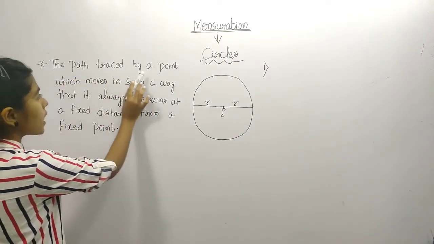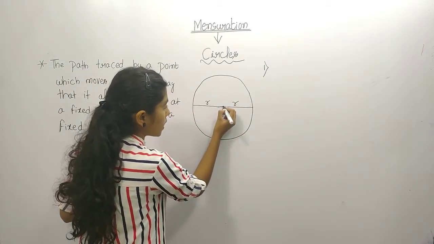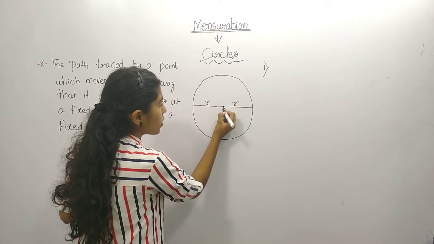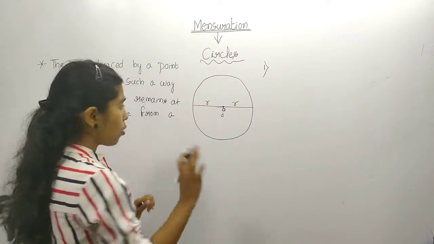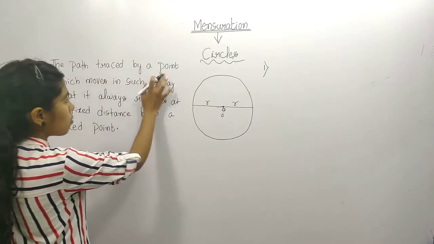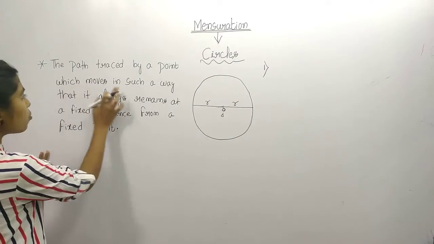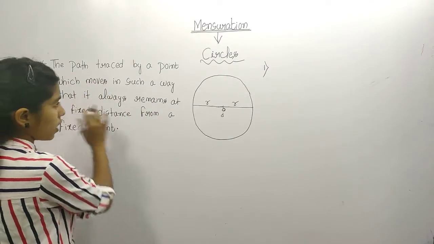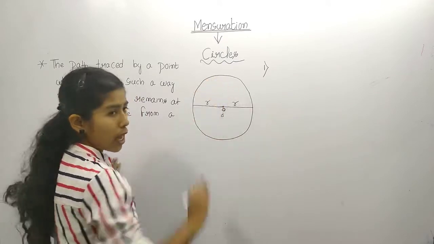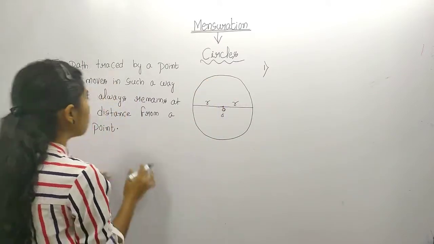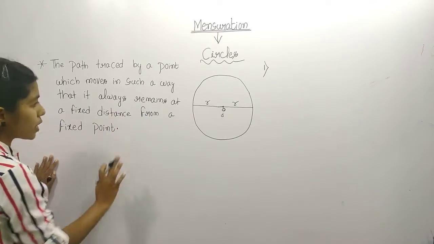The path traced by a point. Here you can see, this is the point, the center. I have written O. The name of this center is O. So the path traced by a point, here the point is O, which moves in such a way that from this point you have to draw a circle. It always remains at a fixed distance from a fixed point.